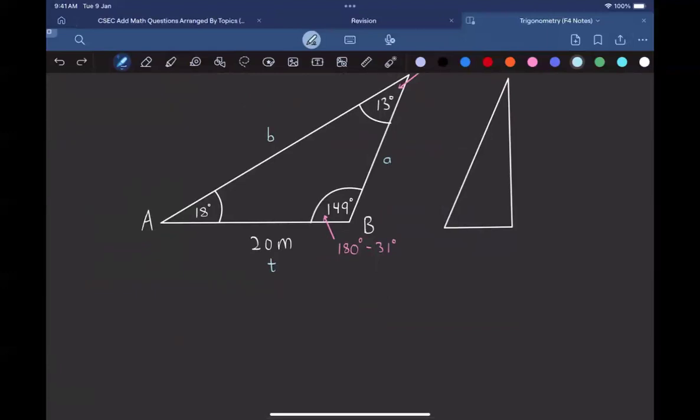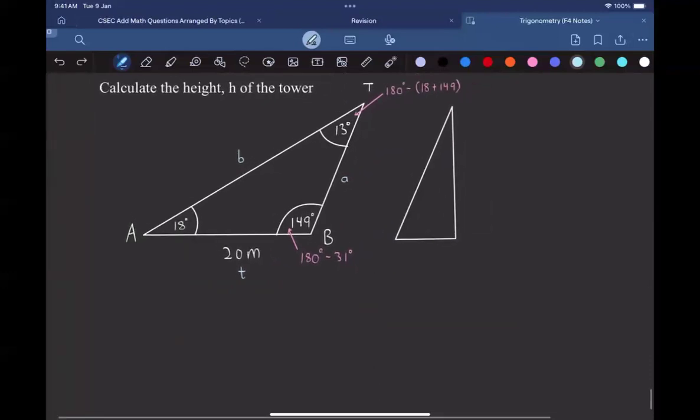Now, remind me, what's the sine rule? Tell me it's in terms of a, b, and t. What's the sine rule? Small a over sine capital A, small b over sine capital B, small c over sine capital C. Now I'm going to use T, because we have T in this question.